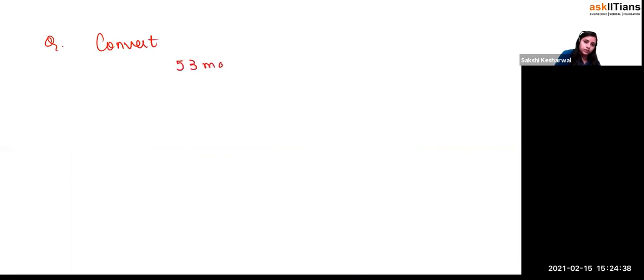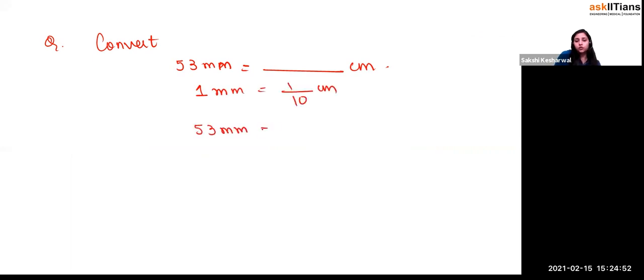Now if I give you the question, convert 53 millimeters to centimeters. So we know that 1 millimeter is equal to 1 by 10 centimeter. So 53 millimeters is equal to 53 by 10 centimeters, which is equal to 5.3 centimeters. Or can I write this as 5 plus 3 by 10 centimeters? That is 5 and 3 by 10 centimeters.